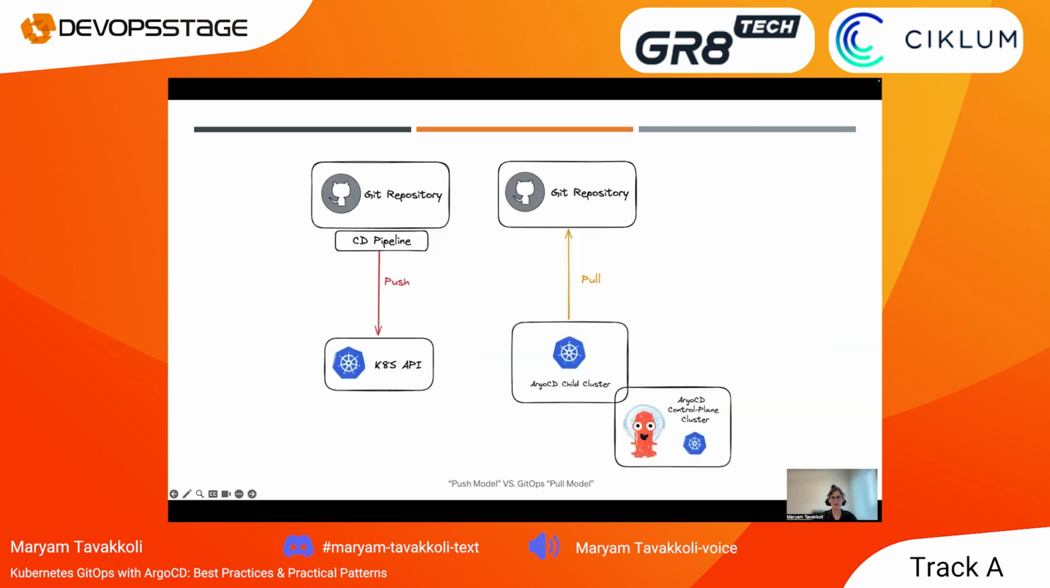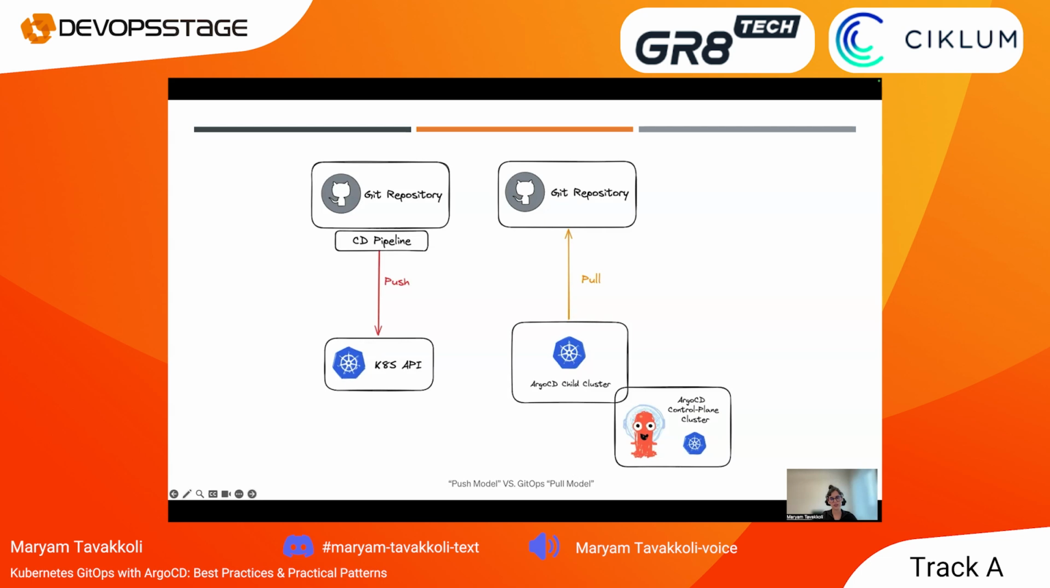Here we have another picture which compares the traditional push-based model to the new pull-based model that GitOps provides. So traditionally, perhaps you had your Git repository with your configuration, and then you had some sort of scripts for CD, which had access to your cluster, and it was pushing those changes to your cluster, and you were running that script on a schedule once in a while.